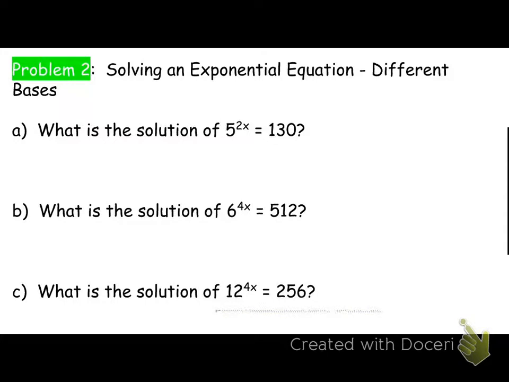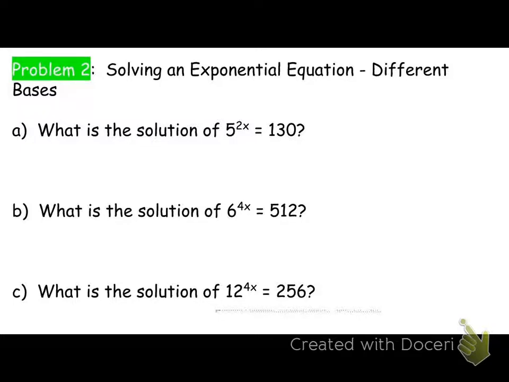All right, so take a look at problem 2. Now we're going to solve exponential equations, but when we have different bases, such as 5 to the 2x equals 130. First of all, check to make sure, can you rewrite 130 as a power of 5? No. So we can't do the same thing that we just did because we can't rewrite 130 as a power of 5. So we're going to have to solve this in a slightly different way.